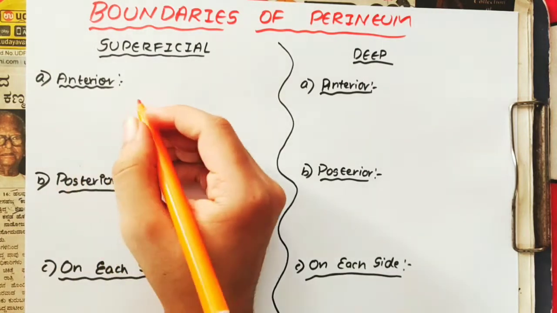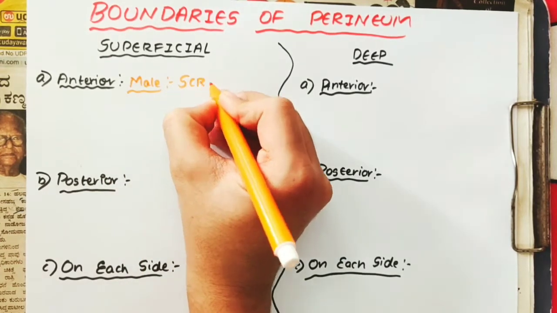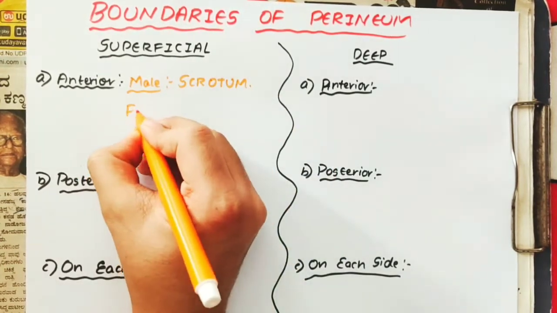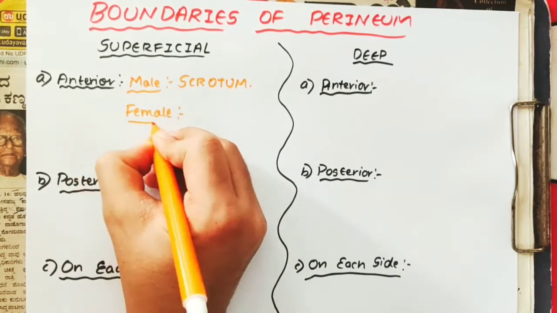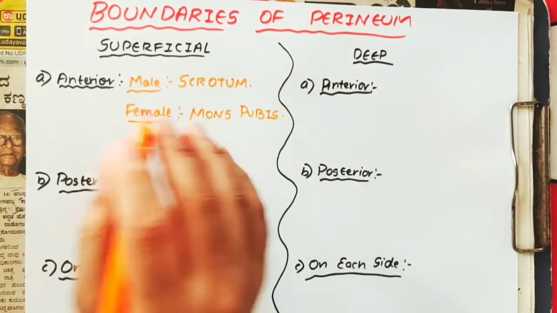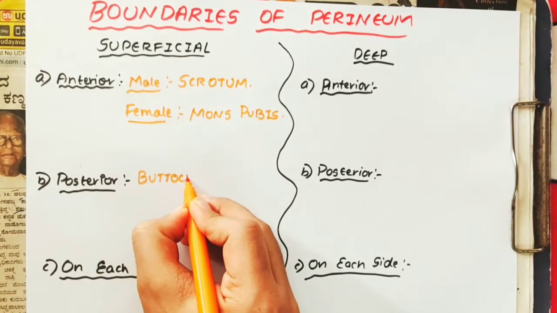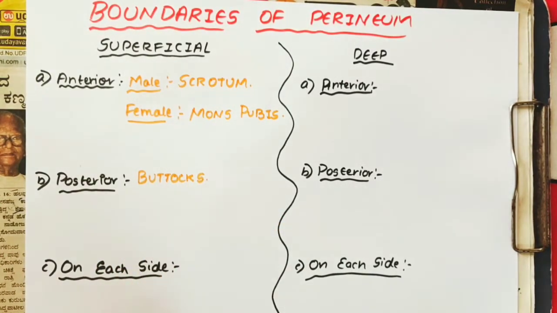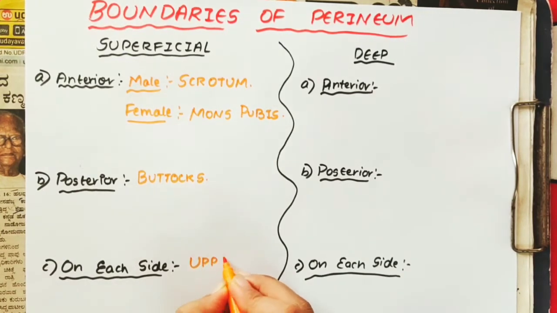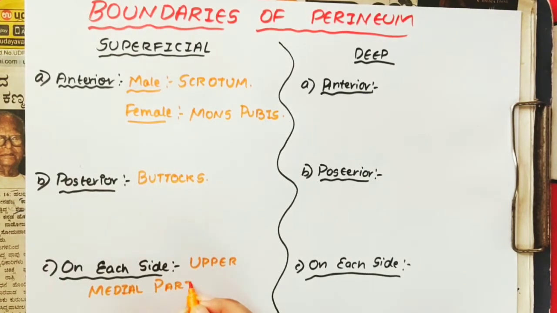So we'll make a note of it. On the anterior side in male there is scrotum, and in female there is mons pubis. Okay, so anterior part is done. Posterior part, I said there are buttocks. And on each side there is presence of the upper medial part of the thigh.